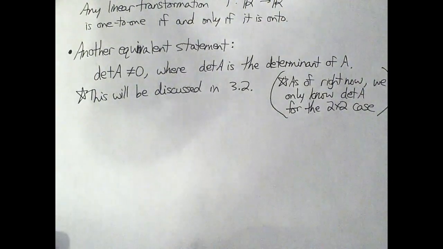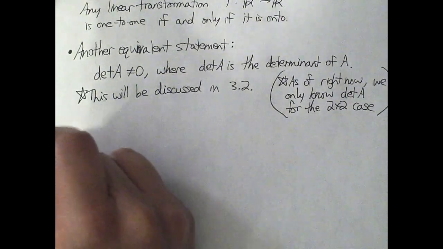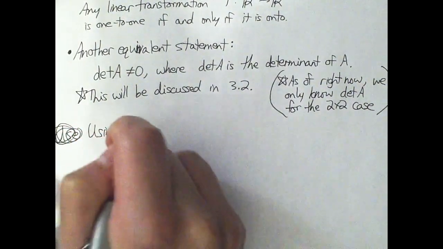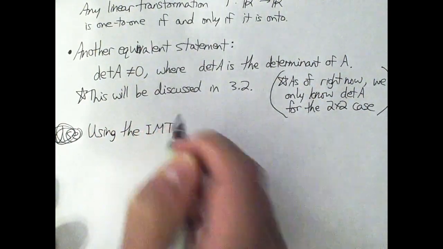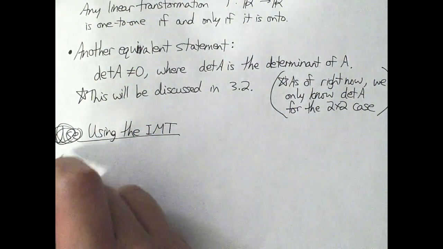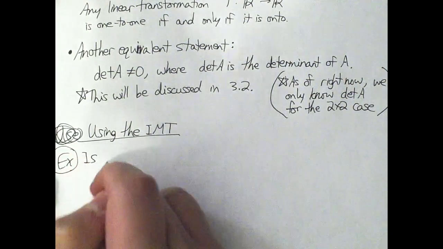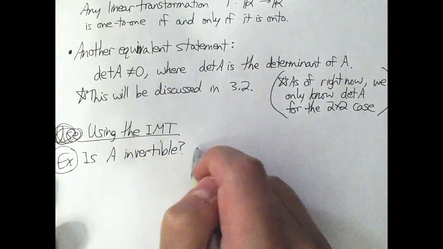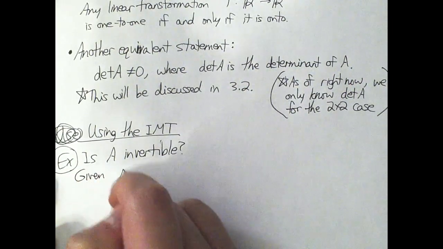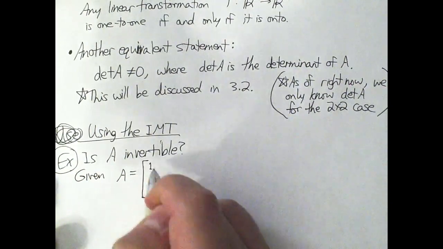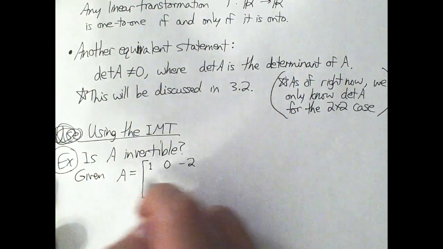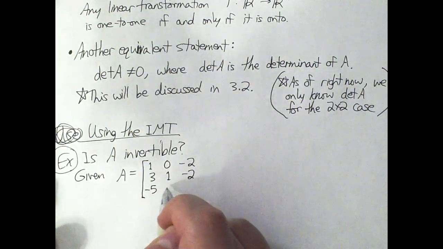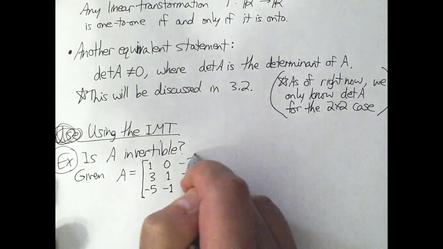Let's do a little more about how we might use the IMT. You can call it Theorem 8, or you can call it the IMT. So here's a little example. Is the matrix A invertible? Given, and I'll do this problem for us. You don't have to pause the video or anything. Here's a matrix, and the question is just, is it invertible? So it's just a yes or no question.